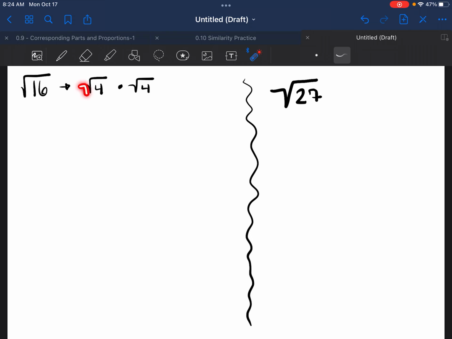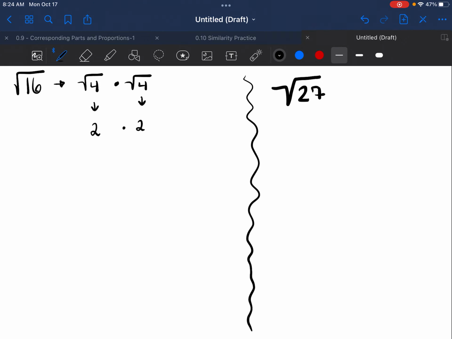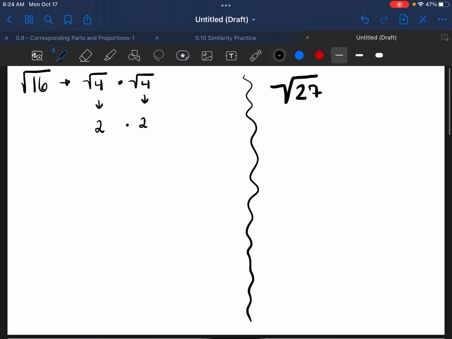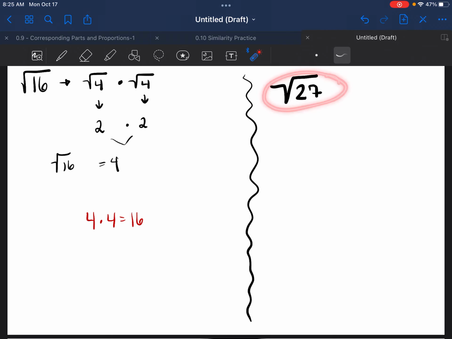Now I'm going to make sure that I continue to write the radical sign here and that I note that this is still a multiplication sentence. So the square root of 4 is 2 and the square root of this 4 is also 2. So when I get down here, I just have 2 times 2. Well, 2 times 2 equals 4. So the square root of 16 equals 4. And I can always check that and just say, what is 4 times 4? Well, that's 16.